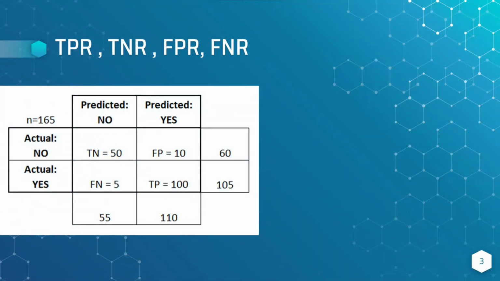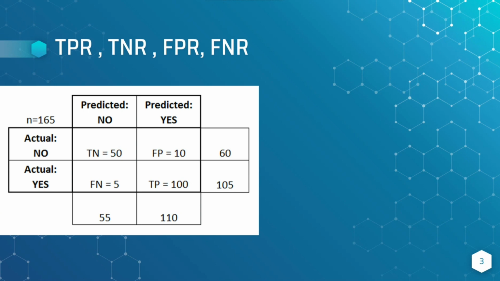Suppose the confusion matrix for our model is this. Columns represent predicted value and rows represent actual value. True negative means actual value is negative and predicted value is also negative. Means it has predicted the negative value correctly.